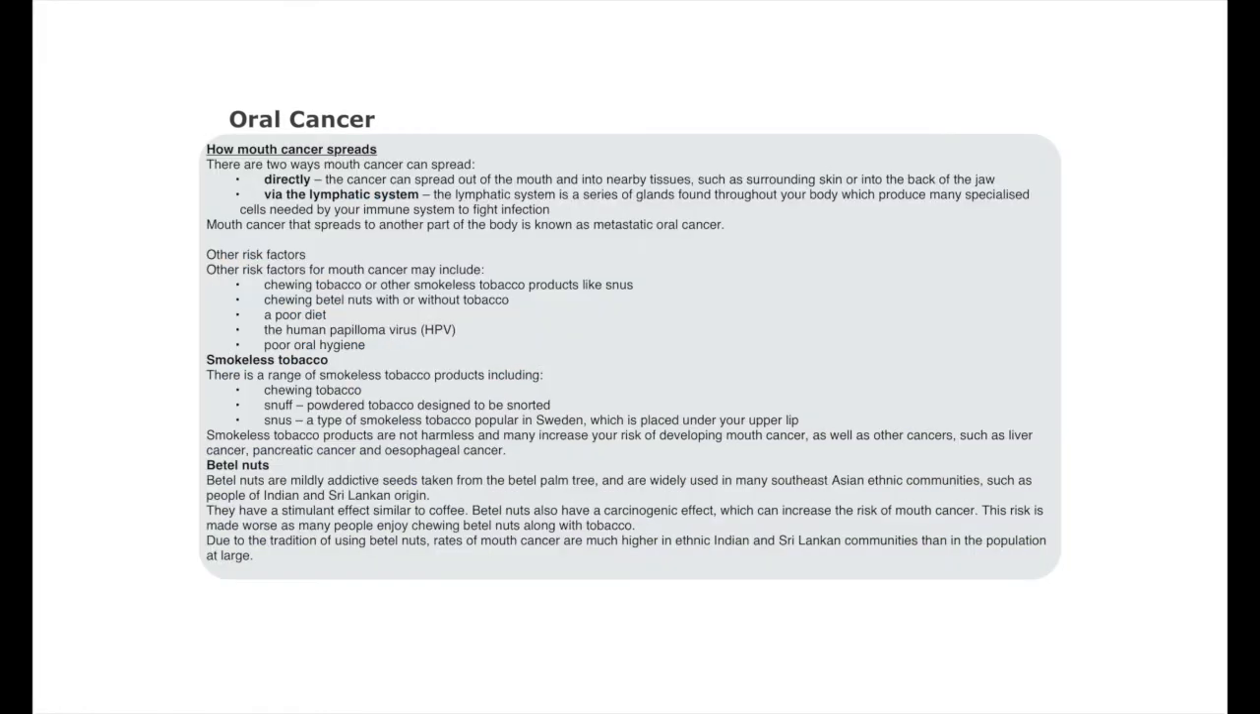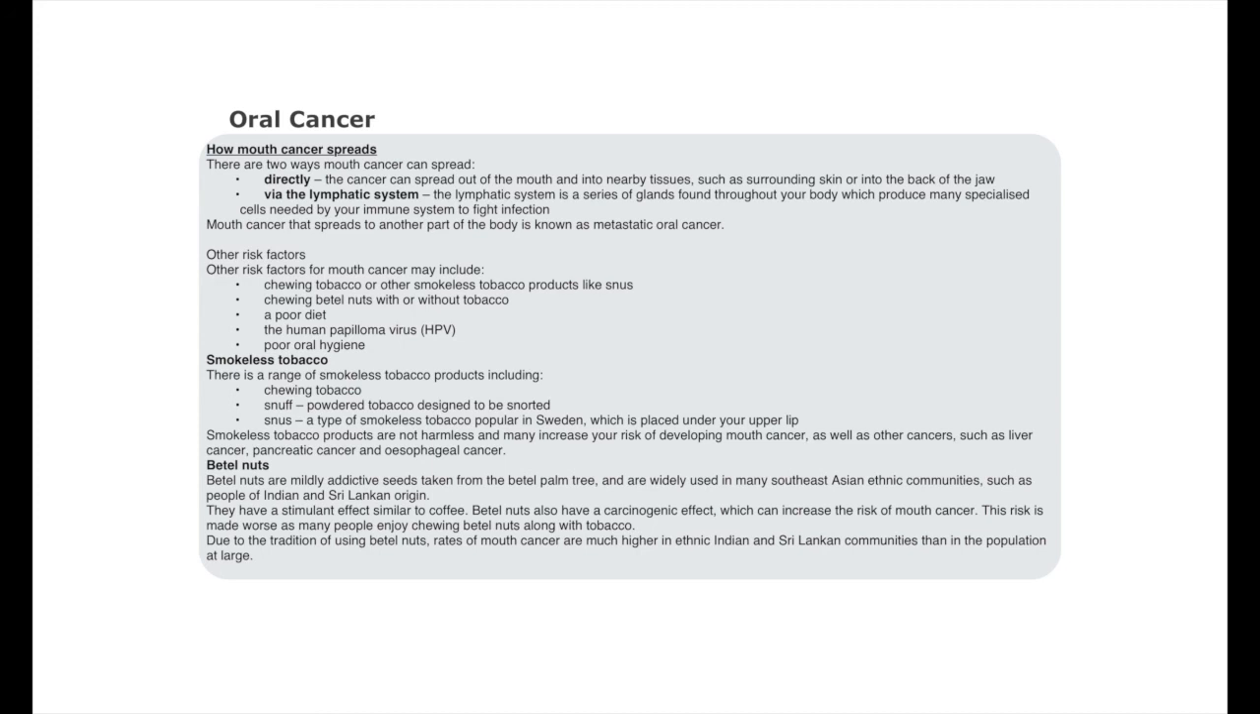There are 2 ways in which mouth cancer can spread. Directly, the cancer can spread out of the mouth into nearby tissues such as the surrounding skin or into the back of the jaw. The second is via the lymphatic system. The lymphatic system is a series of glands found throughout our body, which produce many specialised cells needed by the immune system to fight infections.